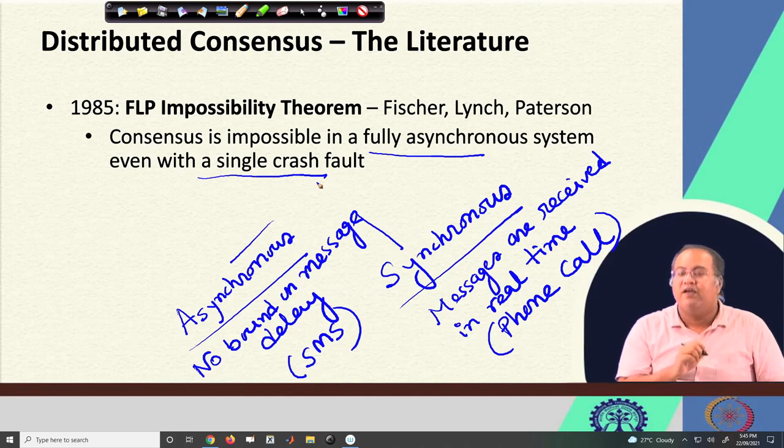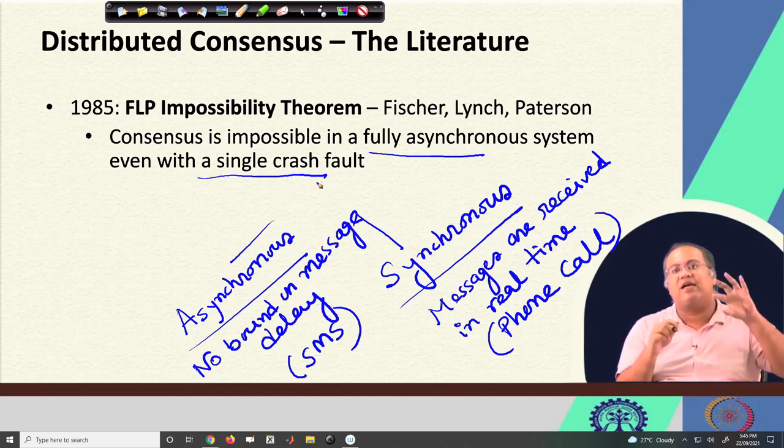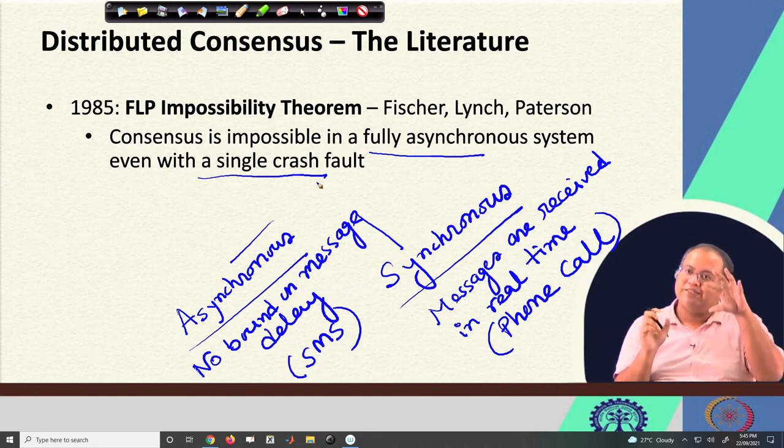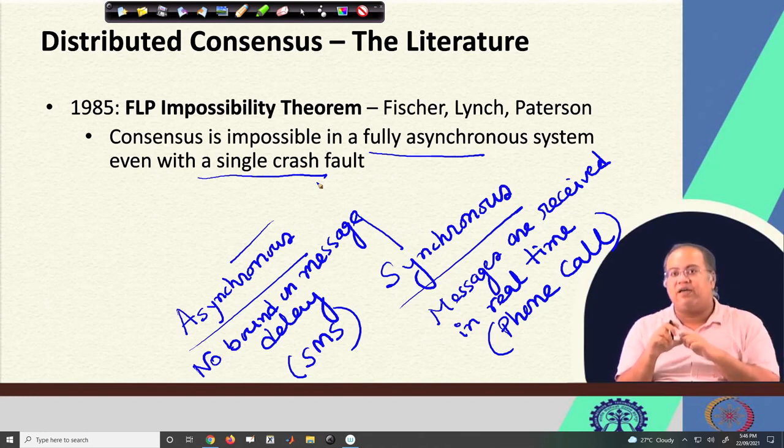What is a crash fault? Typically, whenever there are failures in a distributed system, we model the failures in two different ways. One is the crash fault. A crash fault means there is some hardware or software fault, that means the node has stopped responding. For example, you are trying to make a phone call to your friend, and somehow the phone does not have any internet connectivity, or the phone crashed, and you are not able to make a call. That we call a crash fault.